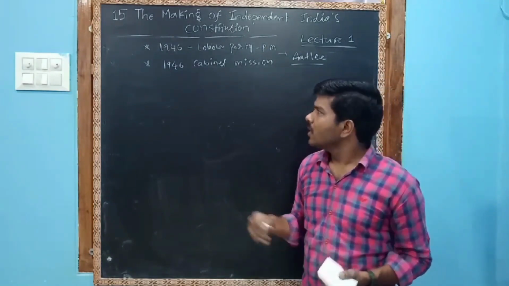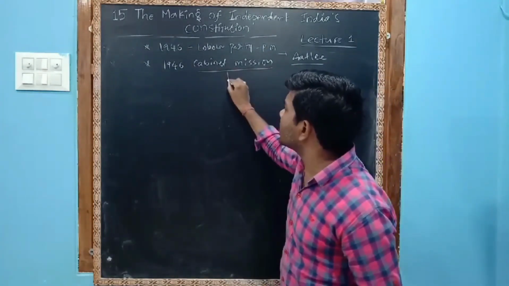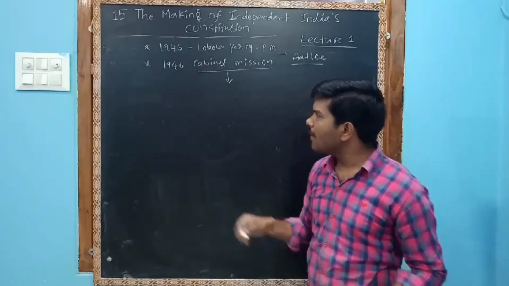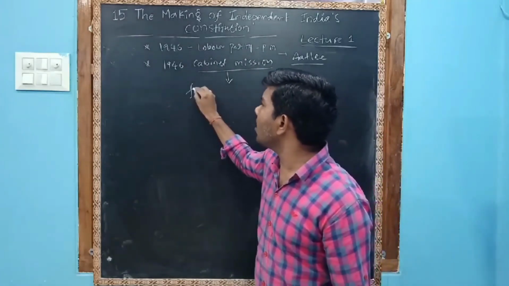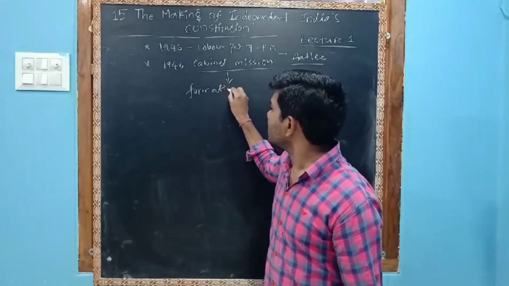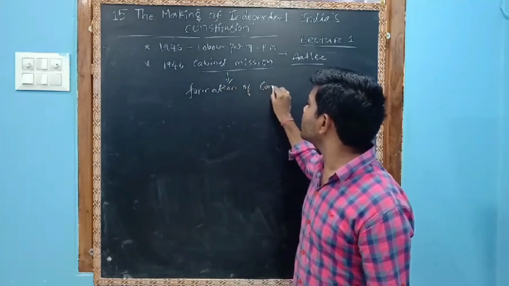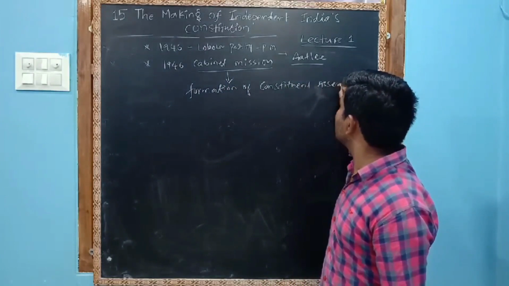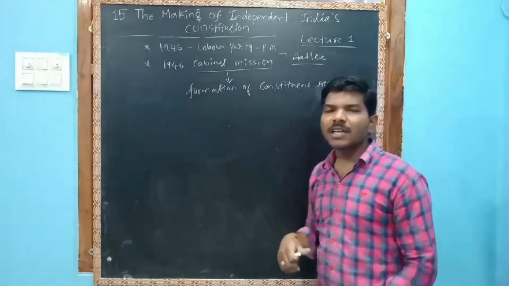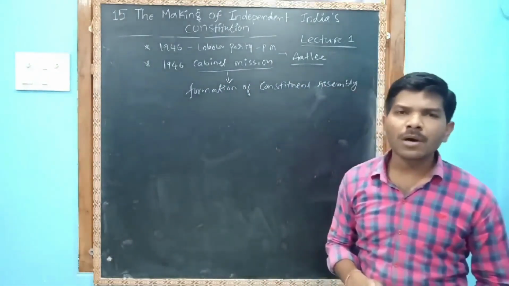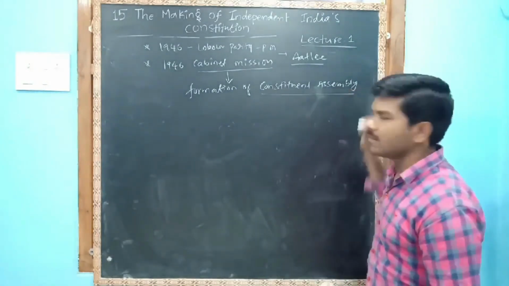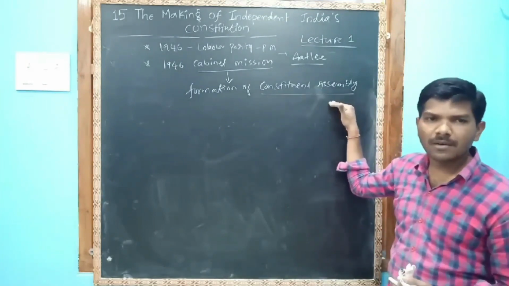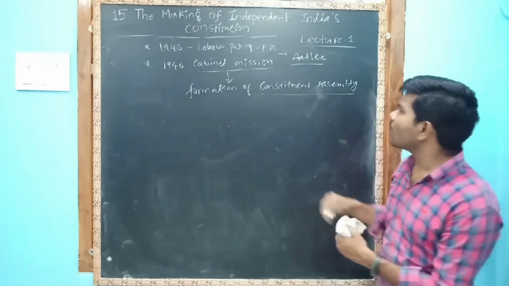According to the recommendations of the Cabinet Mission, they suggested the formation of a Constituent Assembly. They advised that India needs a constitution. To make a constitution, one assembly is needed. That assembly is called the Constituent Assembly.